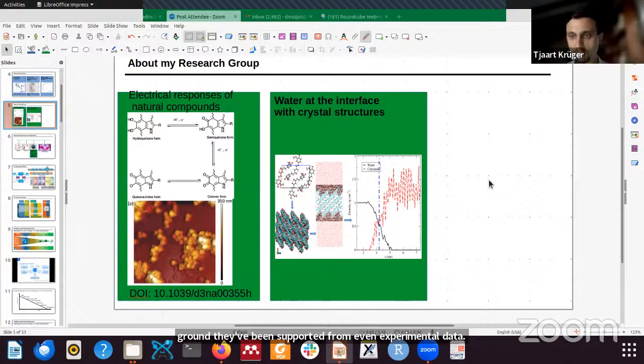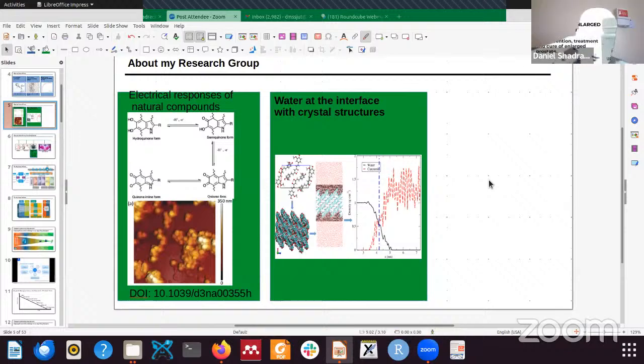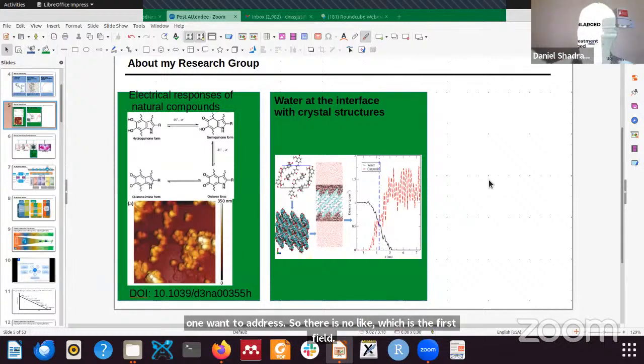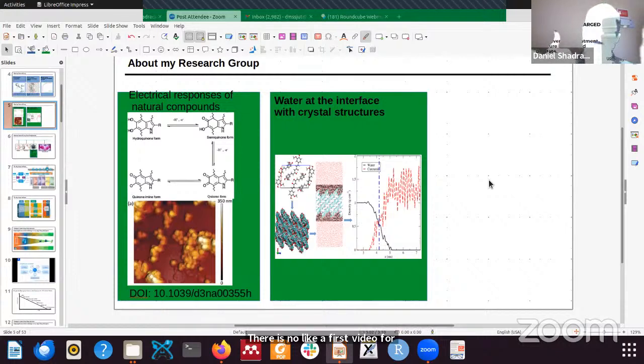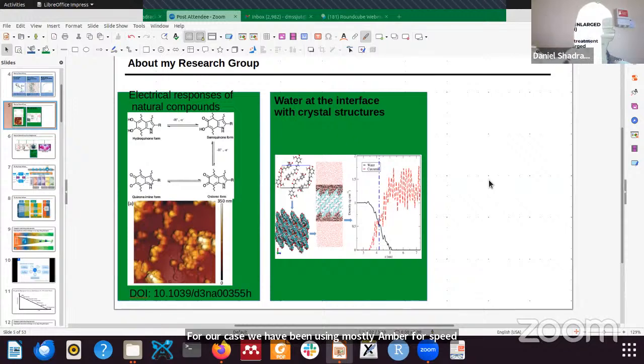And then a follow-up question on that, would a reactive force field be useful or accurate? Thanks. So here it really depends on what problem one wants to address. There is no one force field for everything. Depending on the problem you are addressing, if you are working on a polymer with a protein, there are force fields for specific classes of compound that you are interested in. For our case, we have been using mostly AMBER and OPLS force fields because we focus more on small molecules and also protein and solvent.